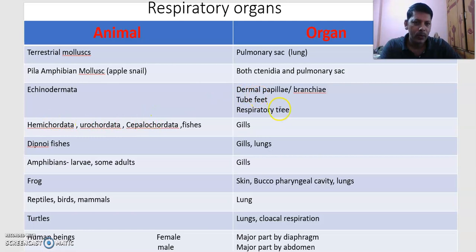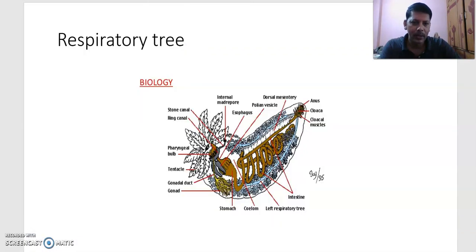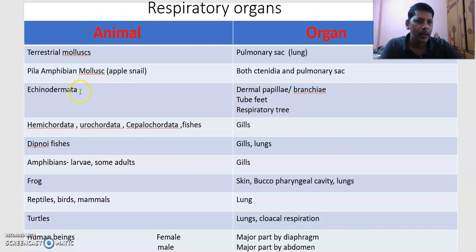Next one is the respiratory trees. You can see the respiratory trees here in Holothuroidea. Observe here, the respiratory trees are also respiratory organs in echinoderms. Next, Hemichordata, Urochordata, Cephalochordata, and Pisces. The respiratory organs here are gills.